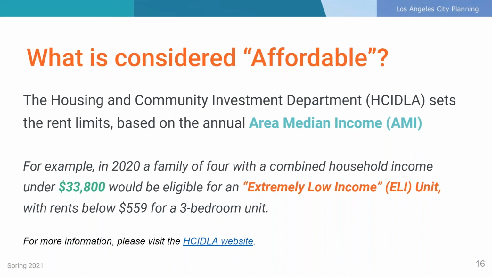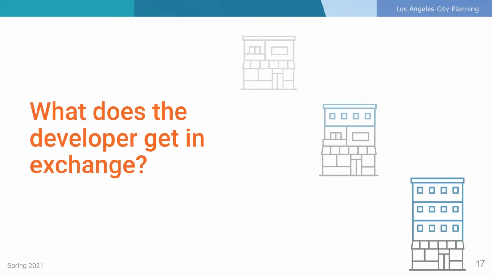For example, this would mean that based on the 2020 AMI, a family of 4 with an income under $33,800 would be considered an extremely low-income household and would qualify for a unit with rents capped at $559 a month for a 3-bedroom unit. For more information, please visit the HCIDLA website to view the rent schedules, where the various income ranges and rent limits are published.